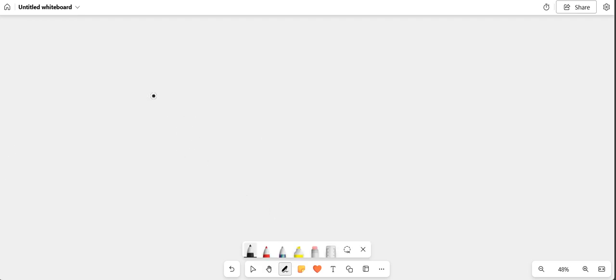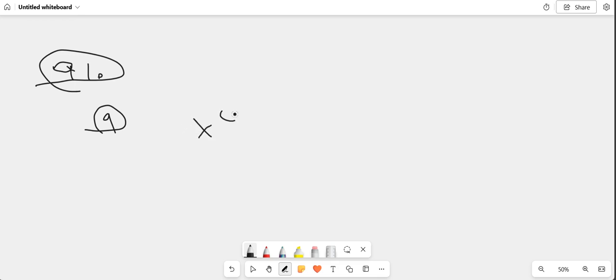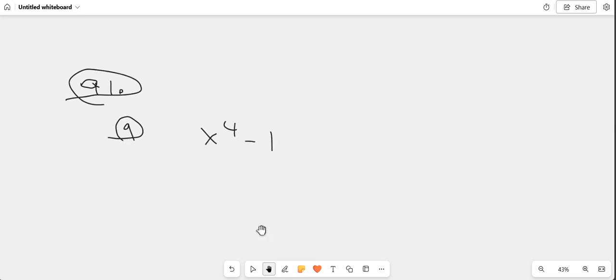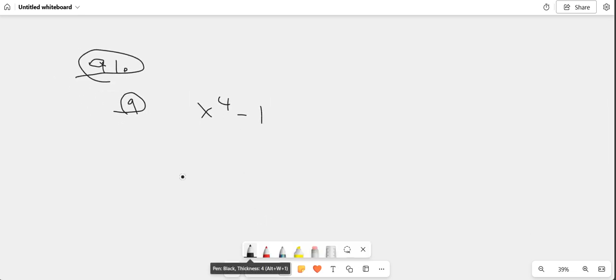Final question, yeah? Question 10a. So, fully factorize x to the power 4 minus 1, yeah? So listen, this is the difference of two squares, essentially. What's the square root of x to the 4? It's x squared. What's the square root of 1? 1. So x squared plus 1, x squared minus 1.